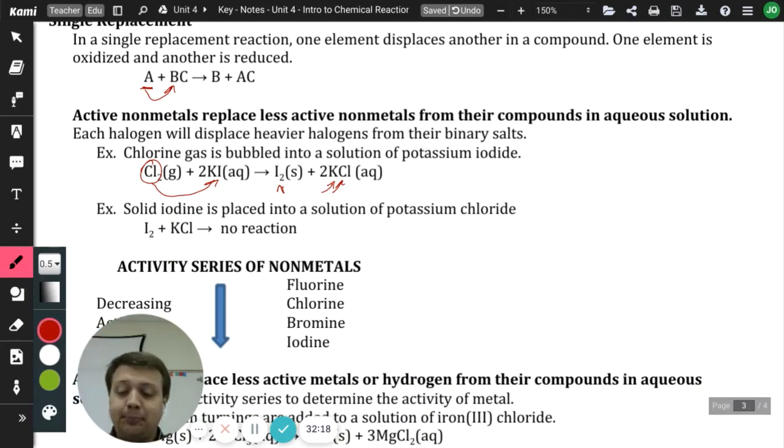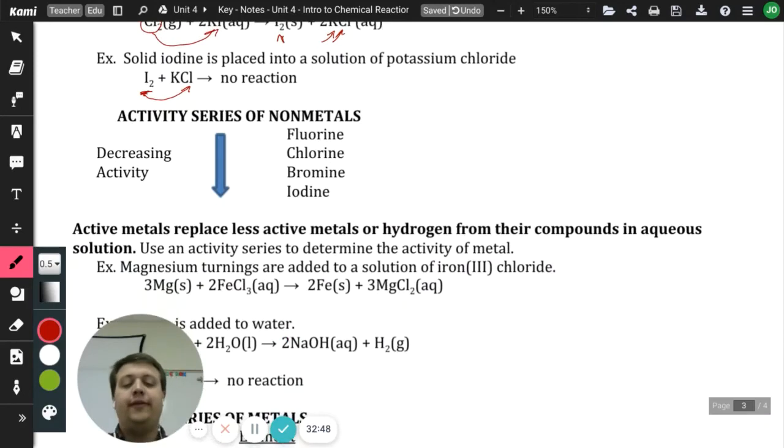Okay, next, let's take that reaction and flip it. So instead, I've got iodine trying to replace chlorine in potassium chloride. Well, right here, I say it's no reaction. Why? Because again, I'm looking at my activity series. Is iodine high enough up on my activity series to replace chlorine? No, it is not. As a result, no reaction can occur. And then there would be our activity series.